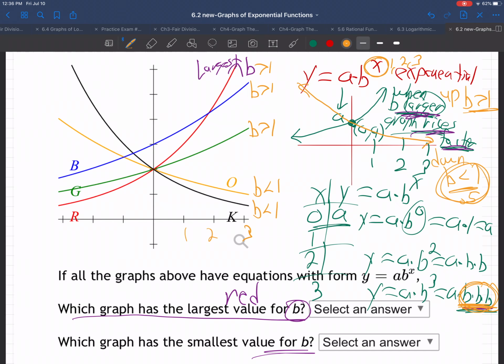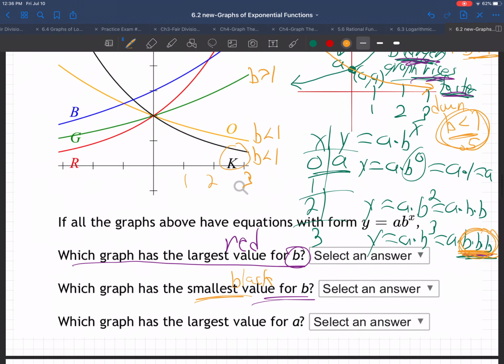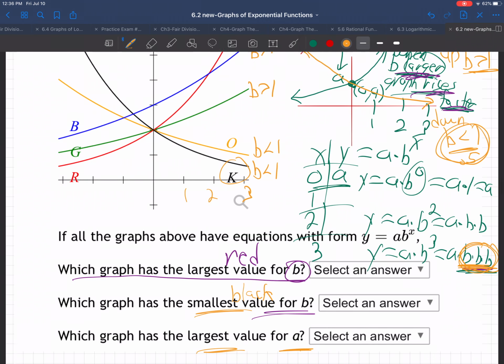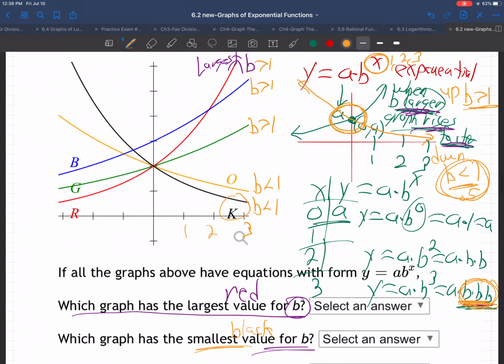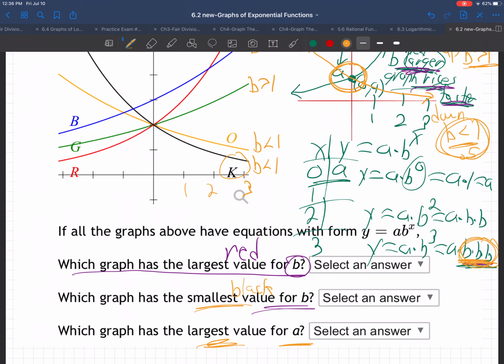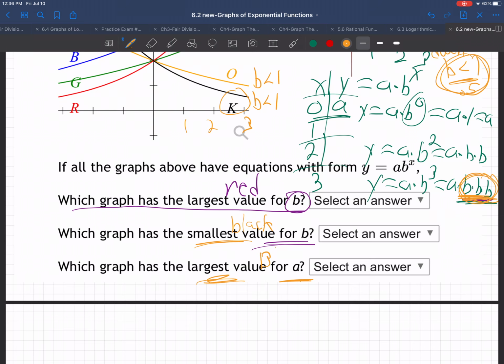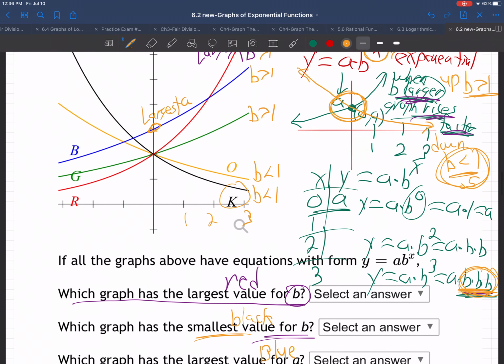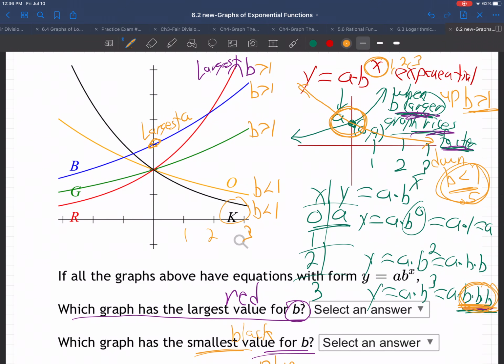So which one's going down the fastest? The black graph, the k. The smallest value of b must be that black graph. It's going down the fastest. Finally, which graph has the largest value for a? Now what's a? a is where it hits on the y-axis, isn't it? And so the largest a, which one hits the highest up? That's right here. That's the largest a. That's the blue graph. So there we go. Just getting used to the characteristics of exponential functions.